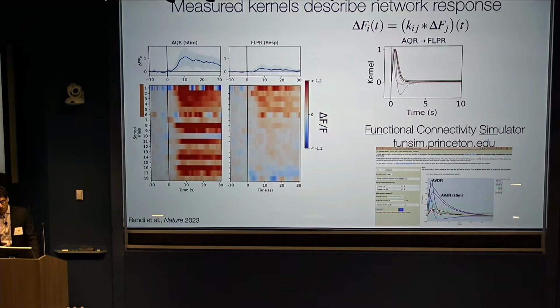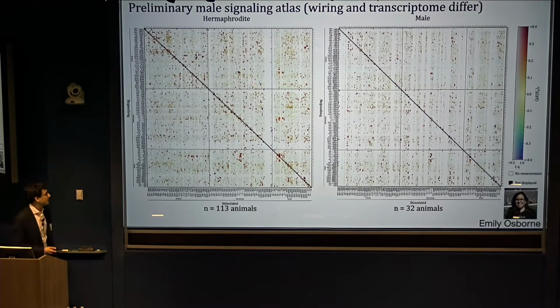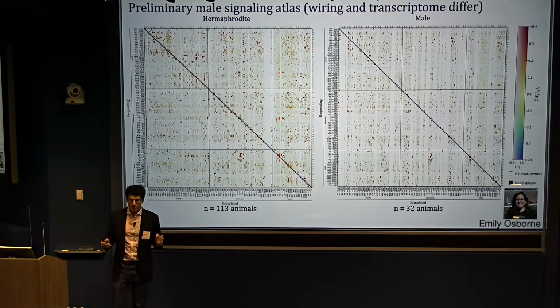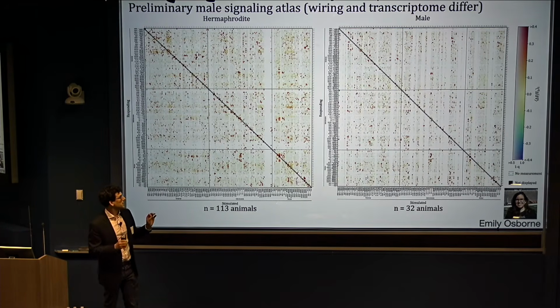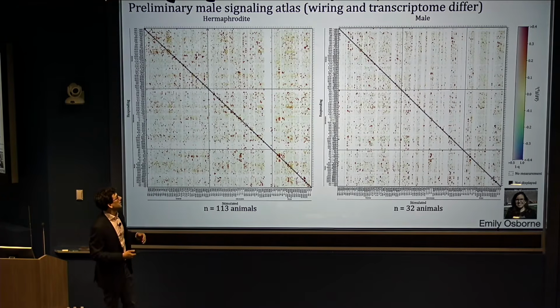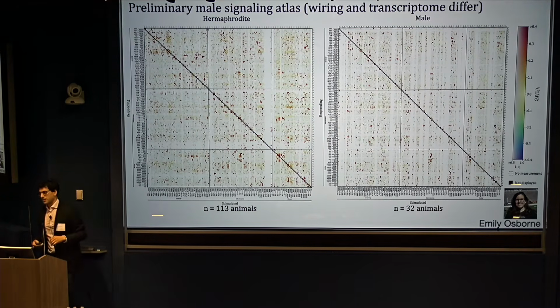Okay, and then we're excited to expand not just an atlas of the hermaphrodite, but we want to look at other brains that are very similar but have known and defined differences. And in this case, that's called a male. So male brains have a few more neurons, slightly different wiring, and a known single-cell transcriptome that differs. And so we're excited to be looking at how those differences influence signaling.